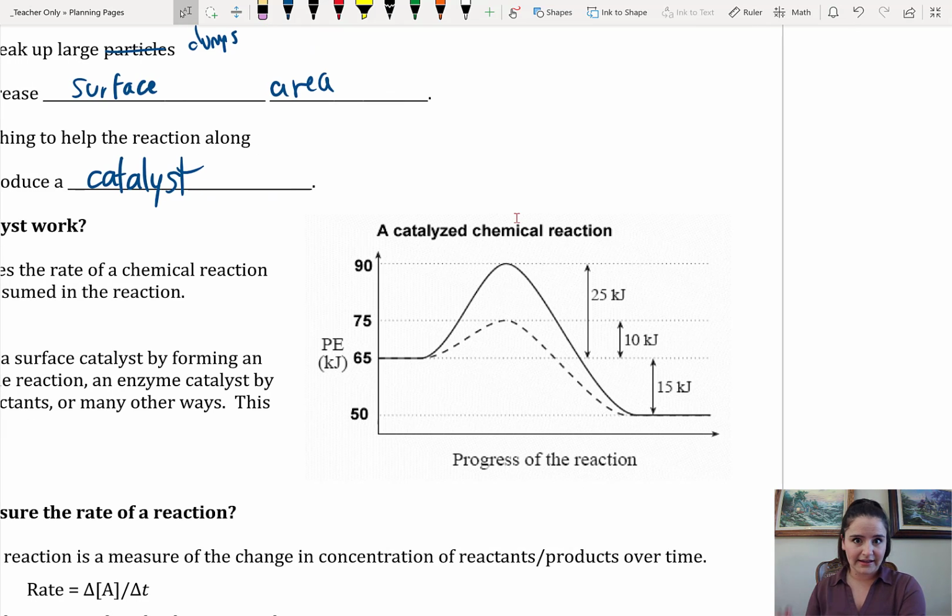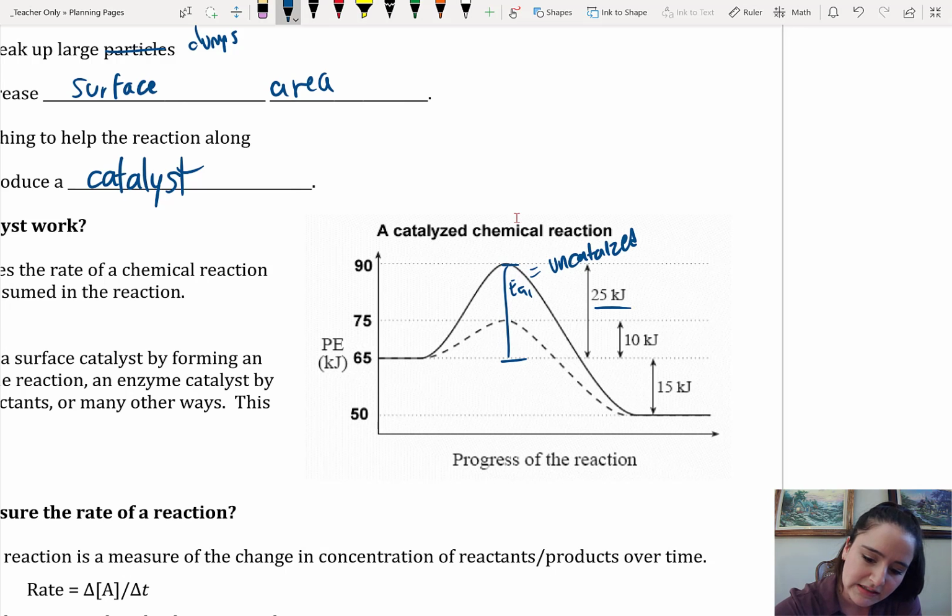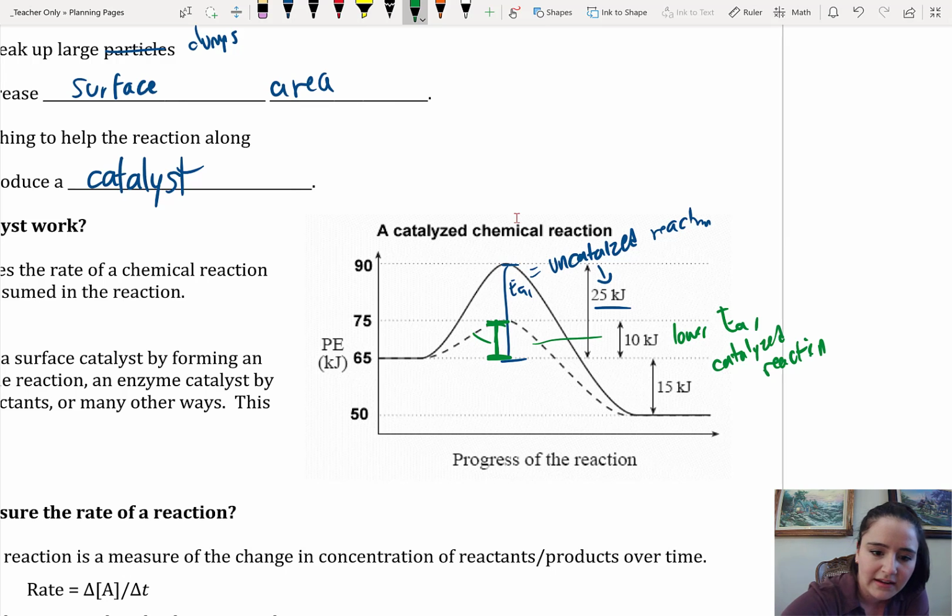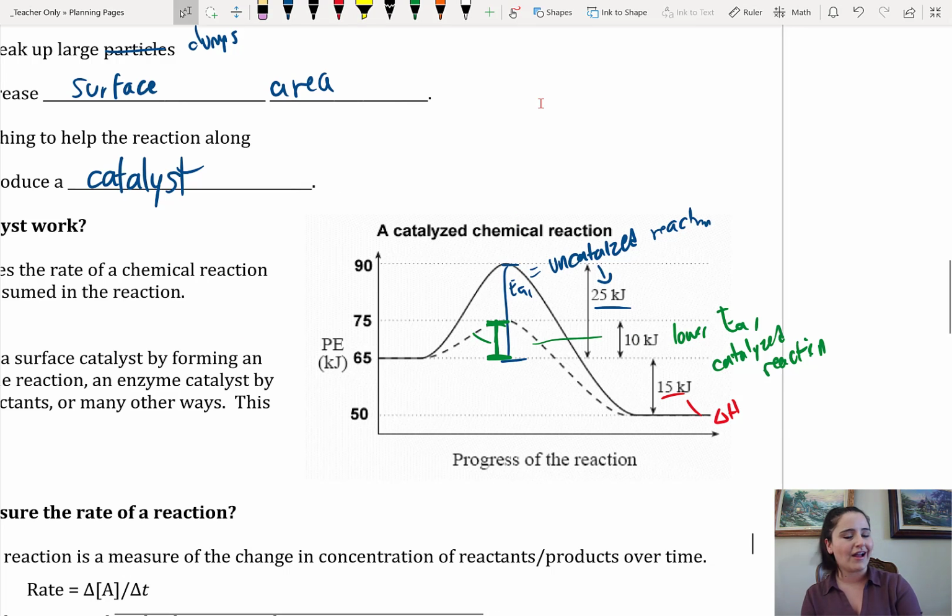The way you'll see that represented in a reaction energy profile is like this. So we have that 25 joules. That is the activation energy for the uncatalyzed reaction. Where if we add a catalyst, that lowers the activation energy, okay? That is the catalyzed reaction, okay? And then this 15 kilojoules, that is the change in energy of the reaction. So this is another exothermic one.